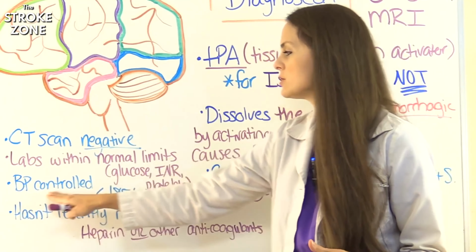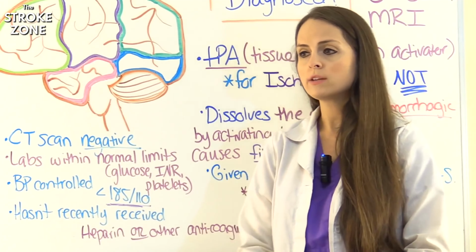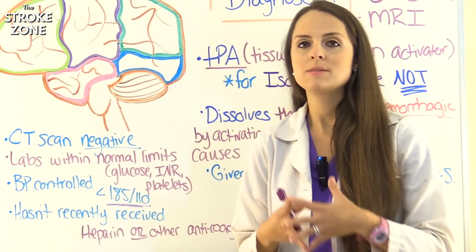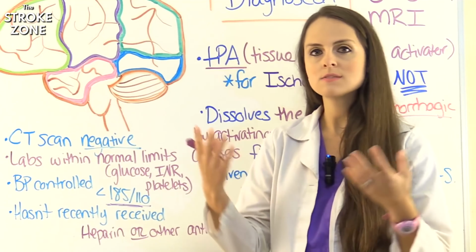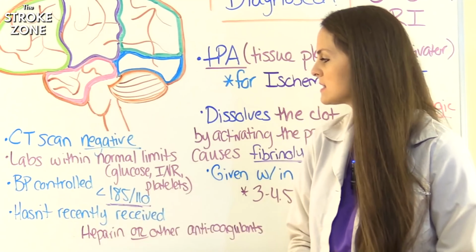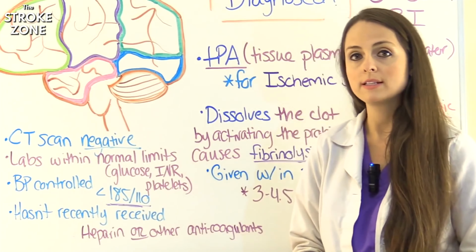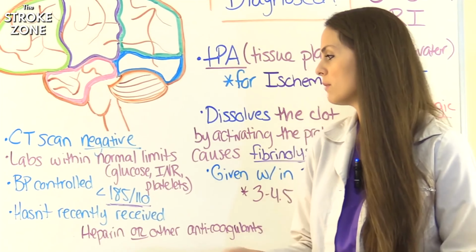And their blood pressure needs to be under control. A lot of times when a patient comes in with stroke symptoms, their blood pressure is through the roof. So they need that to be under control. So as a nurse, you're going to be giving some antihypertensives to bring that down. You want the systolic to be less than 185 and their diastolic to be less than 110 before giving TPA. And while they're getting TPA, you want to keep that blood pressure within a good range.